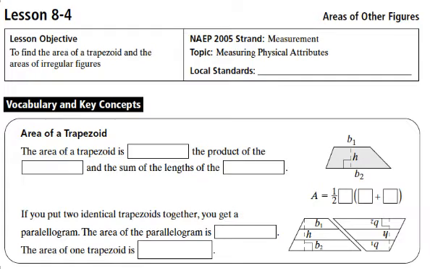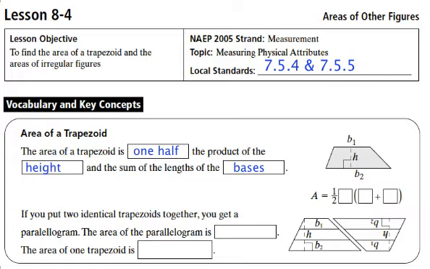Today's lesson is going to be to find the area of a trapezoid and then areas of irregular figures. The Indiana Academic Standards we're studying today are 7.5.4 and 7.5.5. We'll first look at the area of a trapezoid.